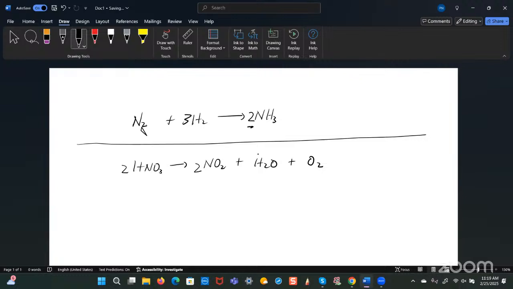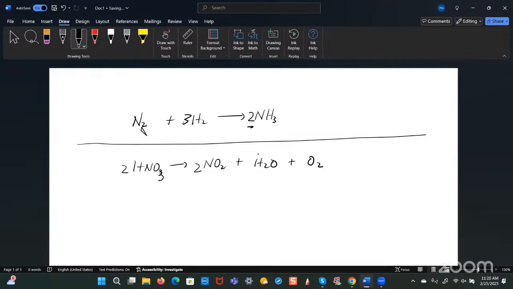So how many oxygens do we have total on the left side? 4. 4, you sure? This is the 3 right here. Oh, on the left side. Oh, sorry, I thought that was a 2. Oh, okay, let me make sure. Oh, 6 then. Okay, so we have a total of 6 oxygens on the left.